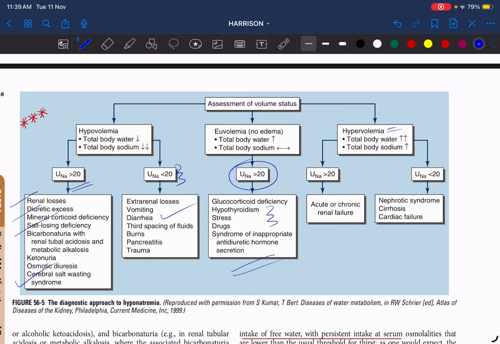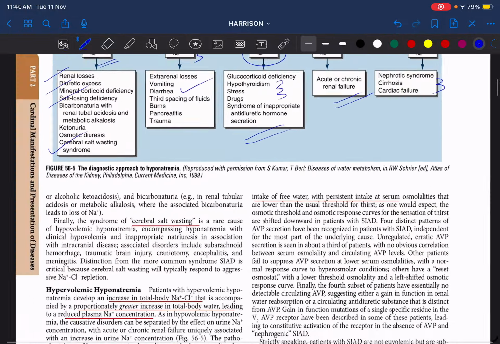There is increased total body water, and at the same time there is increased total body sodium. You can see that it is in hypervolemic hyponatremia only that the total body sodium is increased, whereas in hypovolemic and euvolemic hyponatremia the total body sodium is either decreased or at a normal level. Just remember this. When it comes to hypervolemic hyponatremia, with urine sodium more than 20, causes are acute or chronic renal failure; with urine sodium less than 20, cirrhosis, cardiac failure, and nephrotic syndrome can cause hypervolemic hyponatremia.